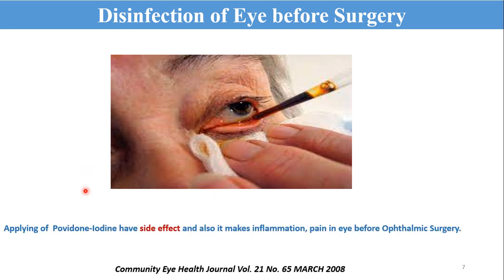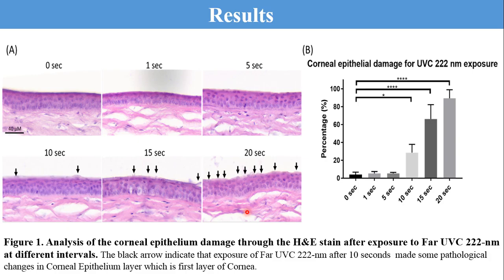This is the disinfection of the eye before surgery in the field of ophthalmology. Actually, we have data that povidone iodine has some side effects, and it causes inflammation and pain in the eye before ophthalmic surgeries. So this is the results section. This is figure 1, in which I did the H&E staining, and we see here that the black arrow indicates some pathological changes after exposure of more than 5 seconds.